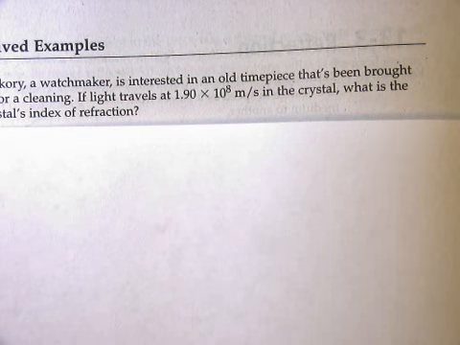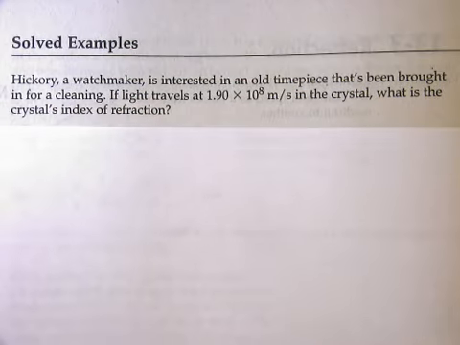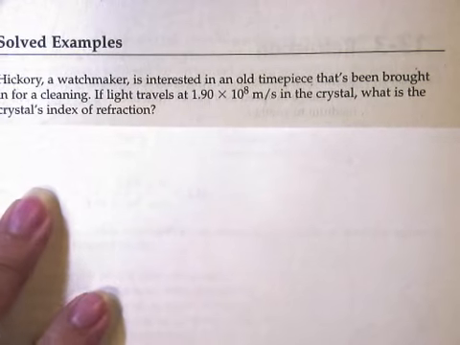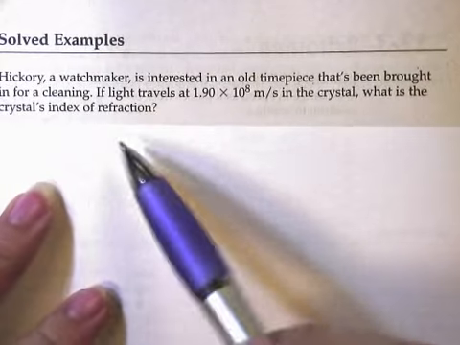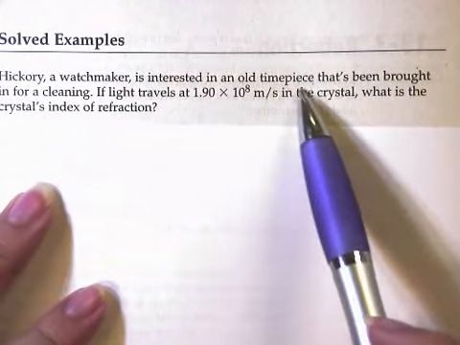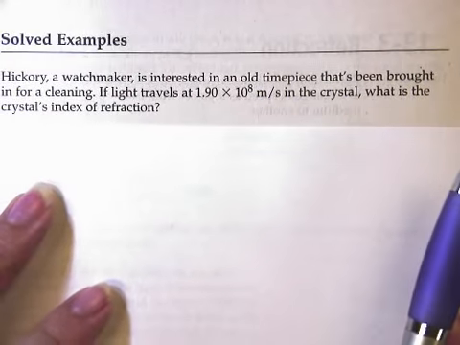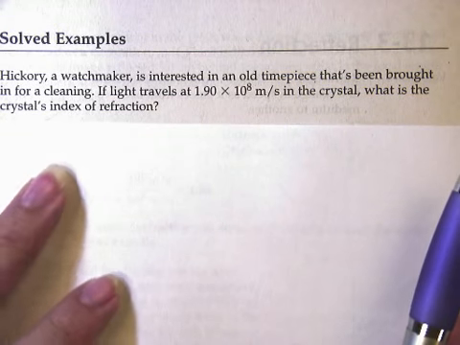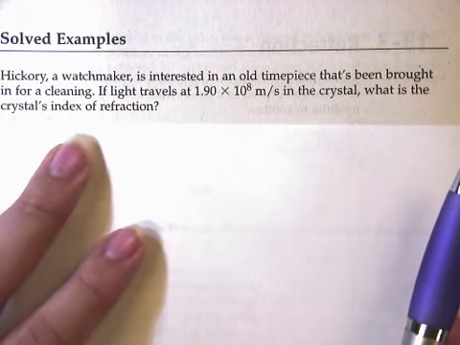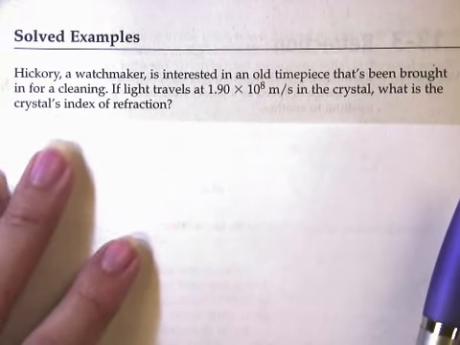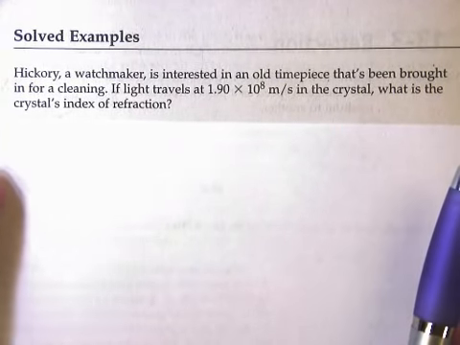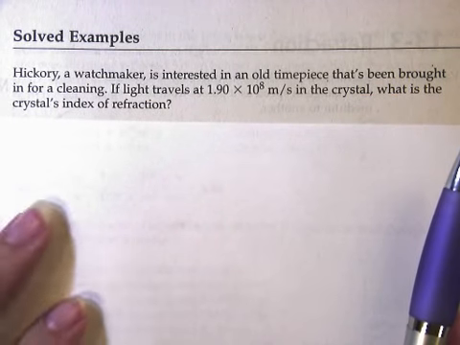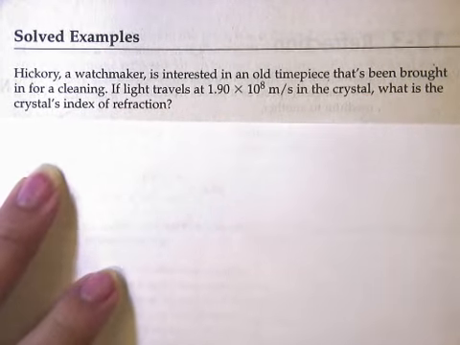In this next example, we are going to take a look at how to calculate the index of refraction. Hickory, a watchmaker, is interested in an old timepiece that's been brought in for cleaning. If light travels at 1.9 times 10 to the 8th meters per second in the crystal, what is the crystal's index of refraction? The most important thing to do always when trying to solve physics problems is to write down the information that's been given and to list what it is you are looking for.